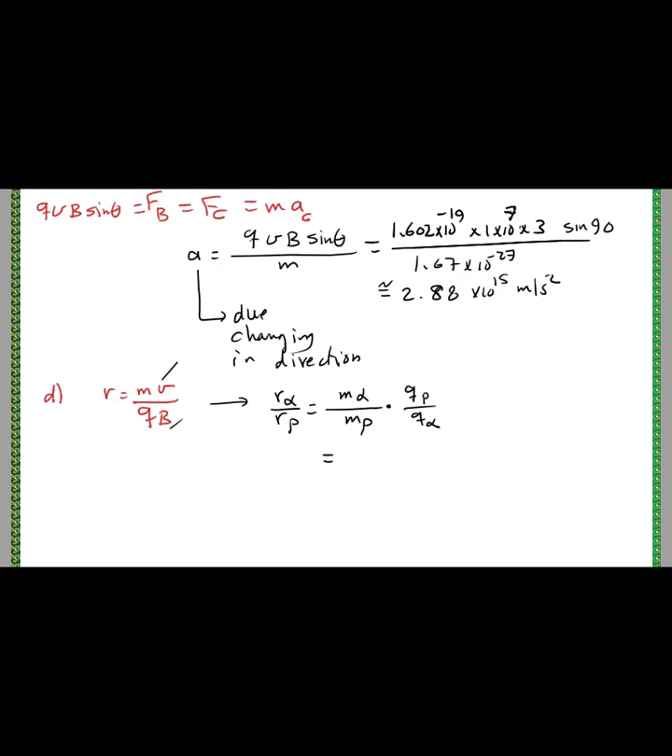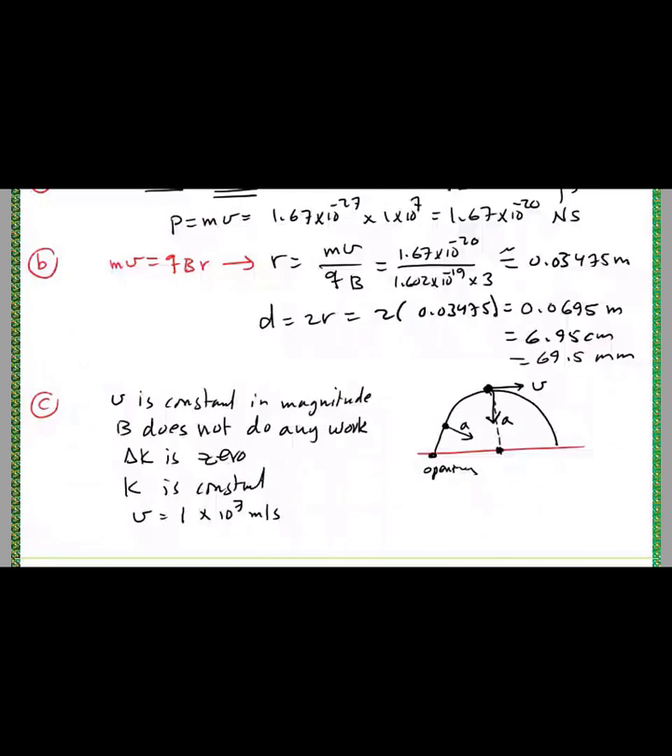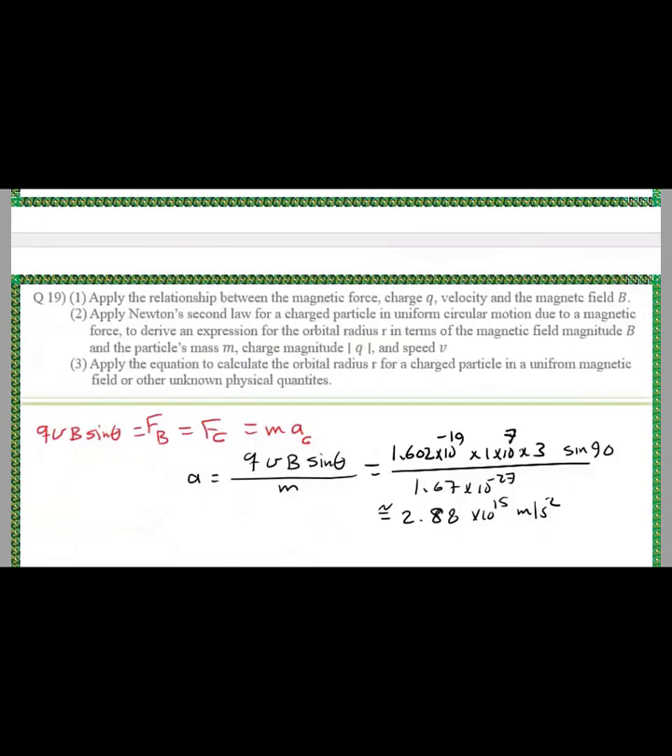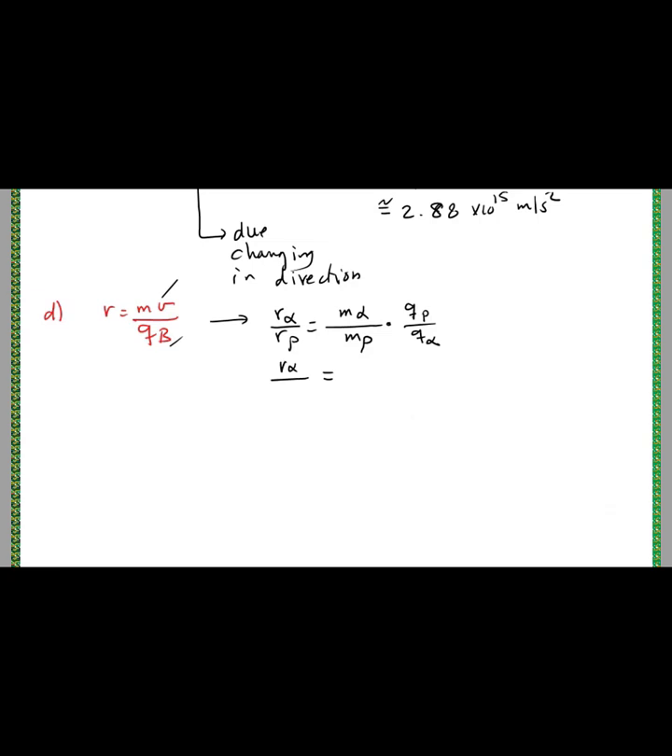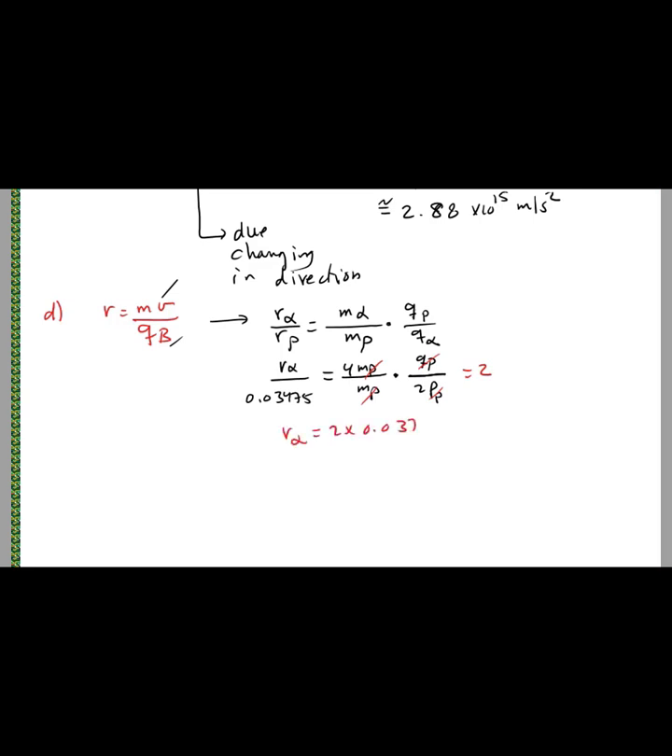Now put your numbers. R for the proton, we solved it before, it is 0.03475. Mass for alpha is 4 times the mass of the proton. Charge of alpha is double the charge of proton. So you can cancel mass with mass, charge with charge. 4 over 2, it is 2. So R alpha equals 2 times 0.03475.